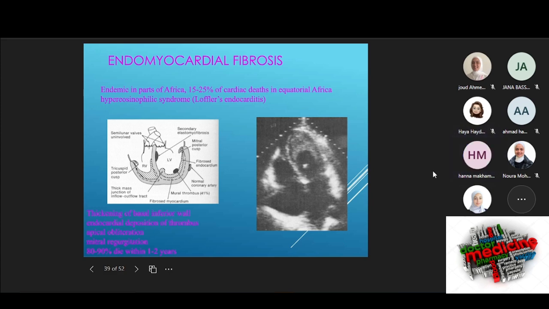So you can see on echocardiogram الصورة اللي على اليمين إذا هون بتنتبه, this is the left ventricle. This whole area هاي المفروض تكون فاضية بس هاي full of thrombus. This is what hypereosinophilic or low Effler's endocarditis look like. So this is endemic in parts of Africa. Luckily, in our area, we are saved from this.